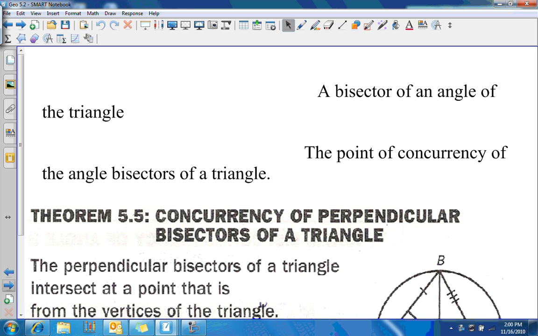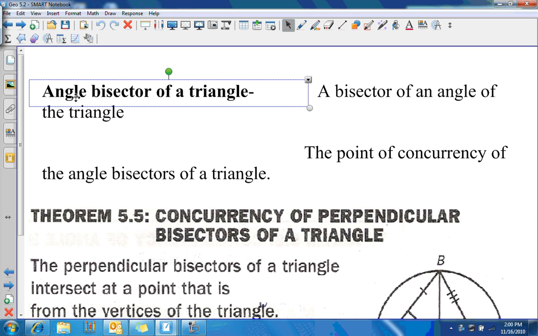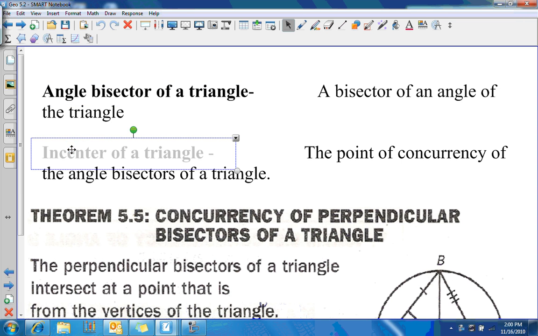Okay, the next one is the angle bisector of a triangle. We talked about angle bisectors. It cuts the angle in half. But more specifically, something called the incenter. The incenter of a triangle is the point of concurrency where the angle bisectors intersect each other. Lots of terms. So incenter and circumcenter, those are 2 important new terms.